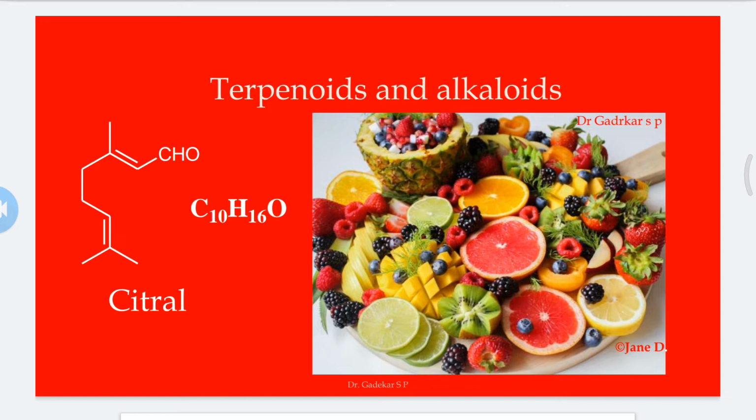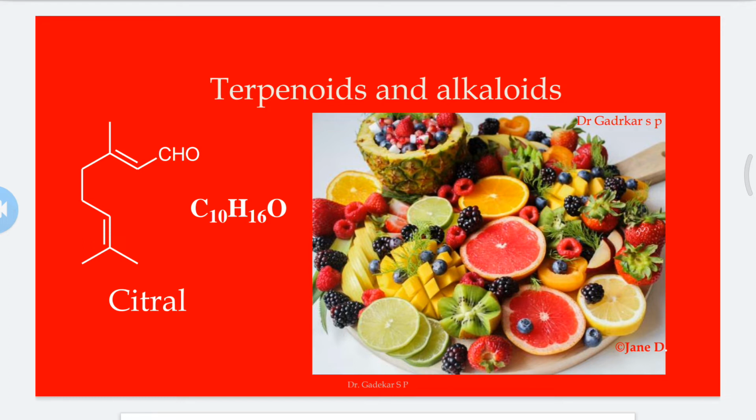Citral belongs to the class of acyclic or open chain monoterpenoids. Citral occurs in lemon grass oil, where there are 70 to 80% citral in lemon grass oil. For isolation, it is obtained from lemon grass oil in the form of sodium bisulfite addition compound, which on hydrolysis gives citral, and this is the structure of citral.